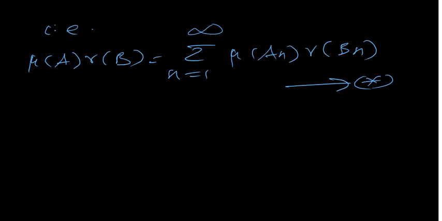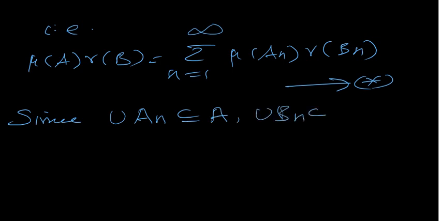Okay, so in case either mu of A is equal to zero or mu of B is equal to zero, then the result holds trivially. Since the union of A_n is a subset of A, and the union of B_n is a subset of B, this can be easily verified. Let's choose any point x in the union, then x is in at least one A_n, and we need to show that x must be in A. For if x is not in A, let's choose any point y in B, then the pair x comma y is not in A cross B, because x is not in A.